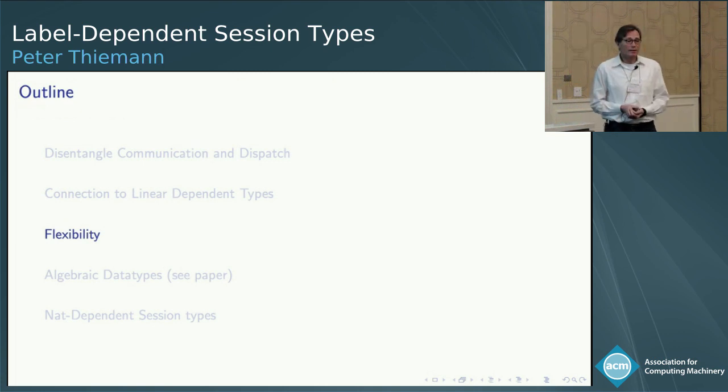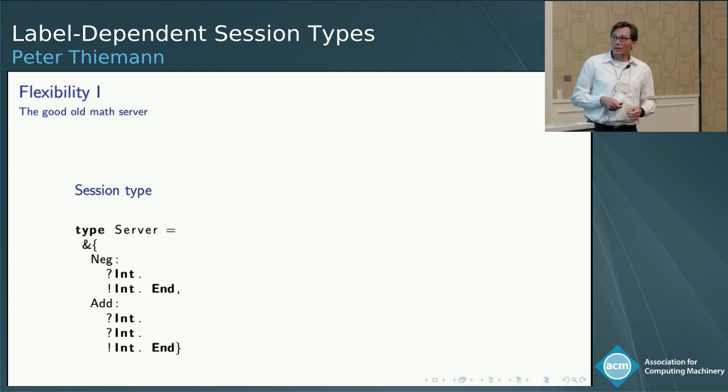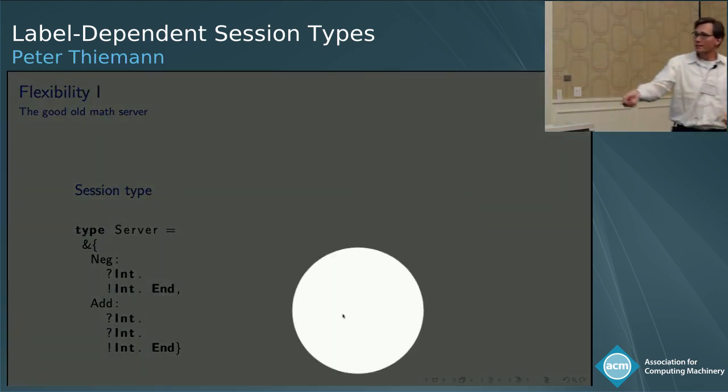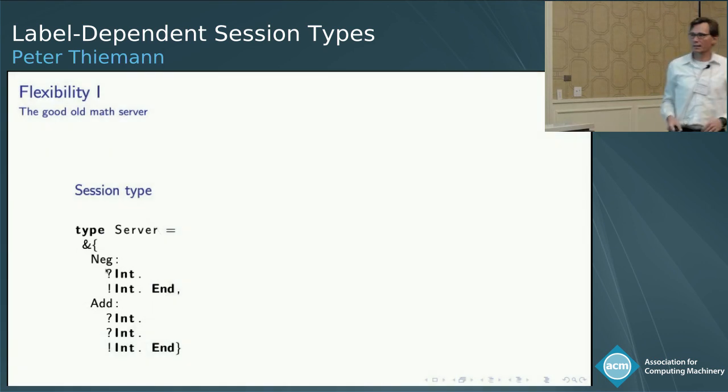All right, so next I would like to demonstrate the additional flexibility that you get by adopting this label-dependent approach. Here I'm showing you a very well-known example from the literature, the so-called arithmetic server. This is the type of a server that first does a case dispatch on two kinds of commands, neg and add. Depending on which command comes in, either we receive one argument and then send a result, or for adding we receive two arguments and send one result.